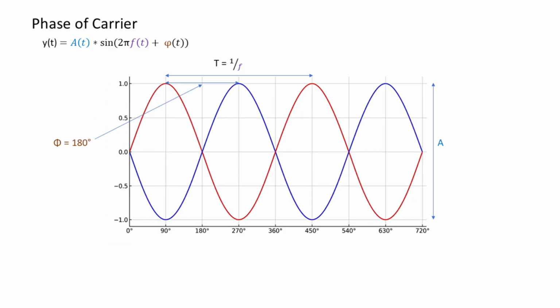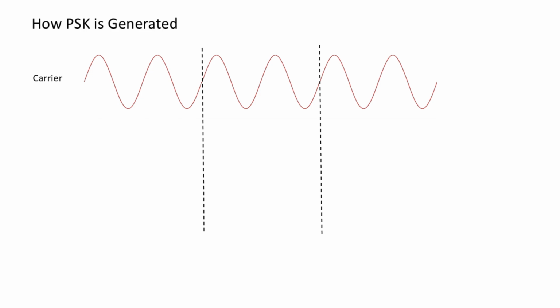When we shift the phase of the carrier signal, we can create a new symbol. For example, if we allow a phase shift of 180 degrees, we can create two different symbols, one at 0 degrees and one at 180 degrees. These two phase states can then represent digital bits such as 0 and 1. Let's take an example with the bit sequence 0, 1, 0.